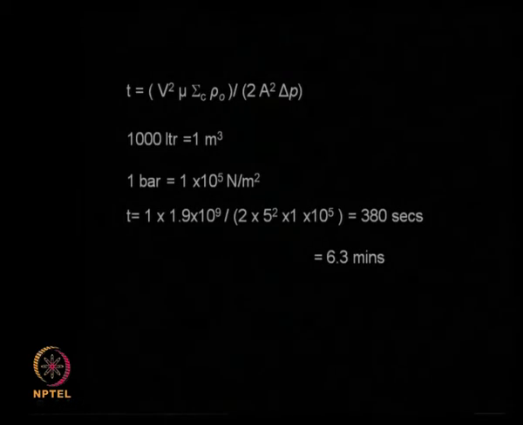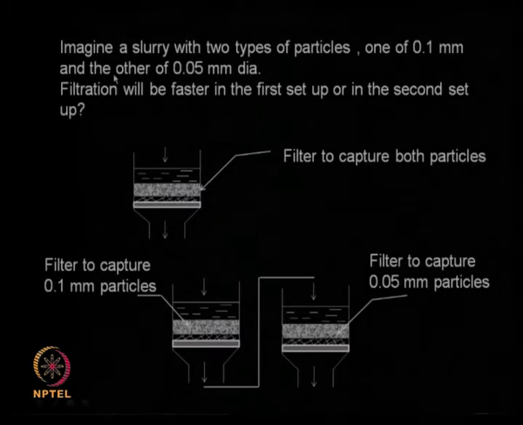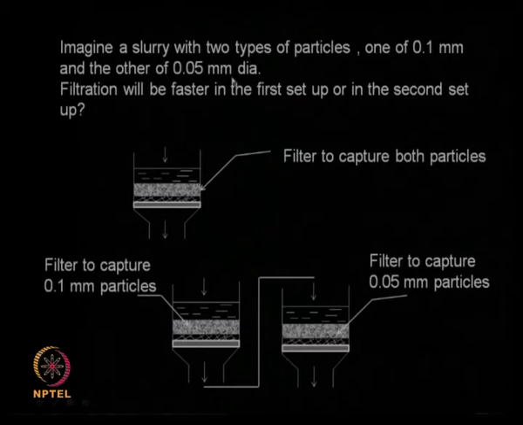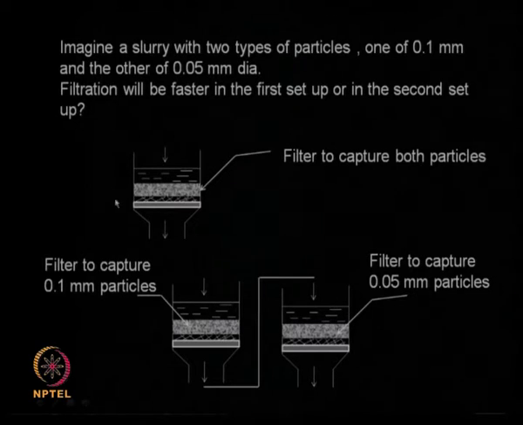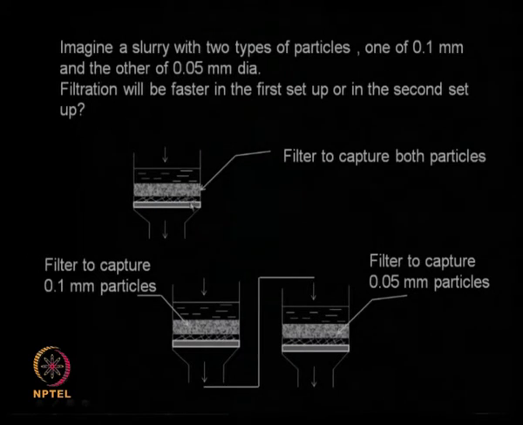Now let us look at the problem slightly in a different fashion. Imagine a slurry with 2 types of particles, one of 0.1 mm and the other of 0.05 mm. Suppose I consider only one filtration setup with very fine pores, so that it is able to capture both 0.1 and 0.05. Okay, so the pores here are very fine.